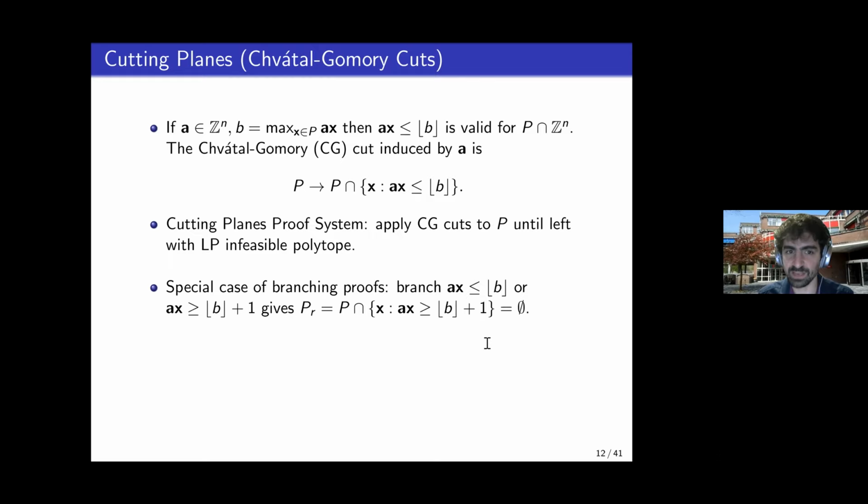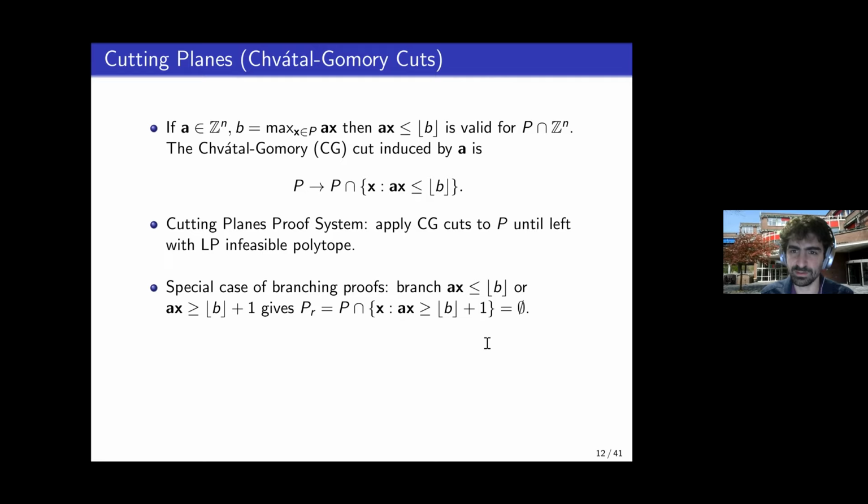And so the cutting plane proof system would just be: iteratively choose the cut directions that you want to use, and iteratively apply them until your polytope is empty. And this would also yield a valid proof of integer infeasibility. And it turns out that this is a special case of what you can do in branching proofs.